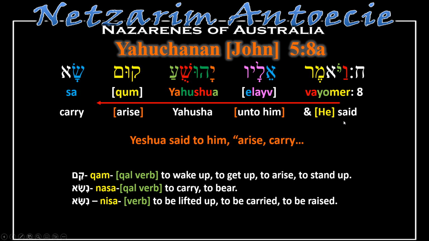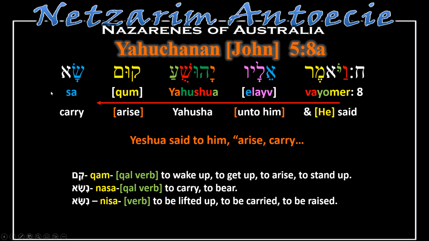Va-yo-mer, and he said, Elev, unto him, Yeshua, kum, meaning arise. Sa. So what is the root of sa? Of course, it comes from nasa, which is a kal verb to carry, to bear. It can also mean to lift up. And then we have nissa, which is a verb to be lifted up, to be carried, to be raised.